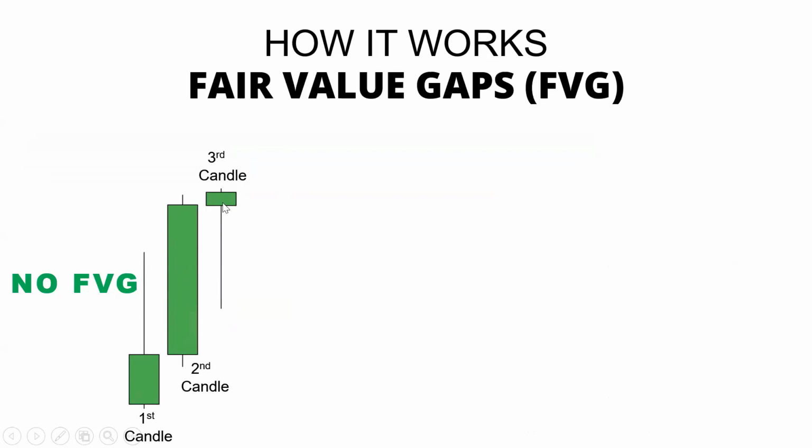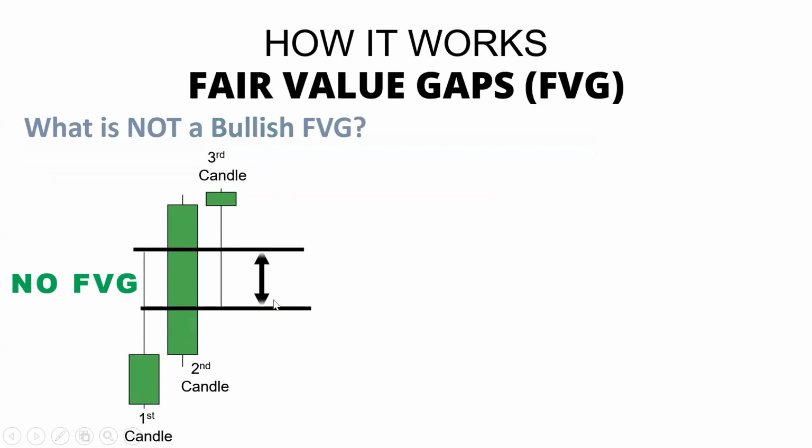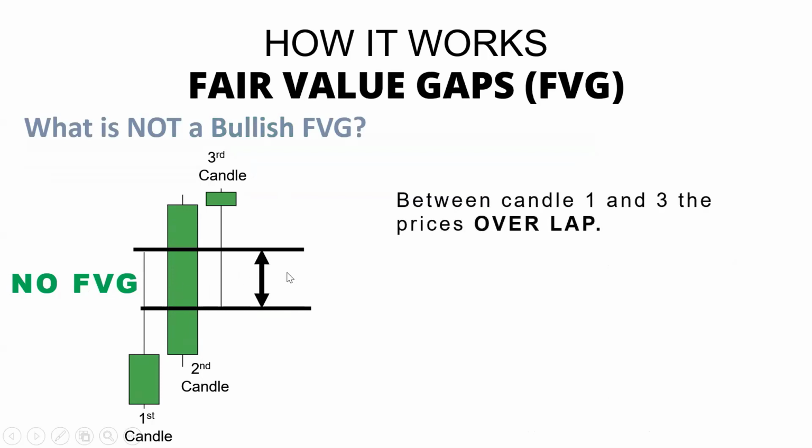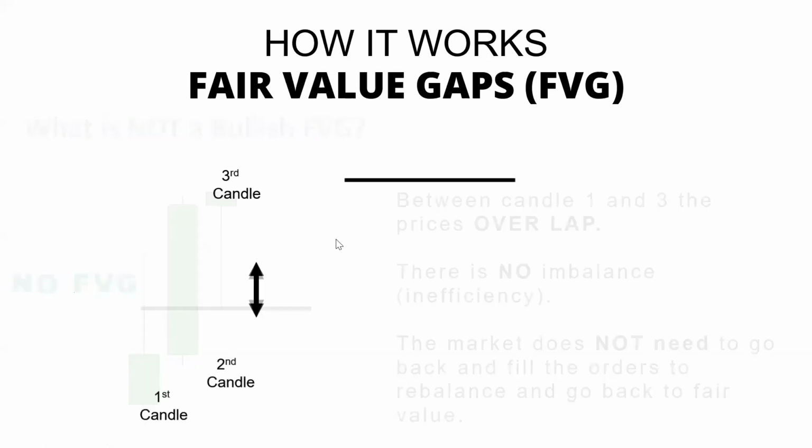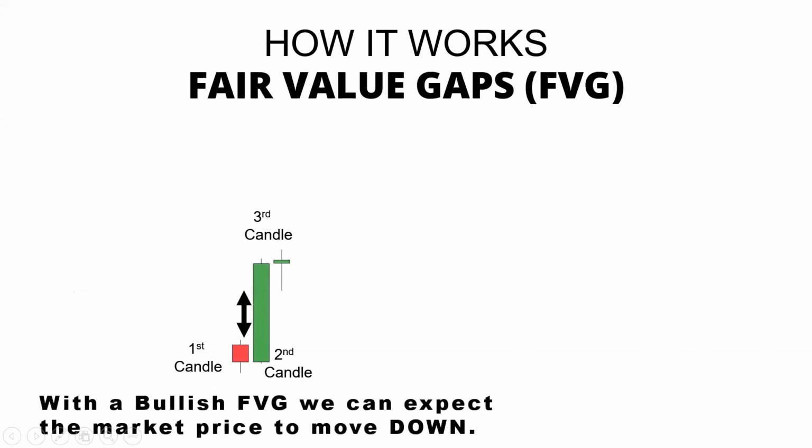Third candle forms, but orders are filled within the third candle that overlap the first candle. You see that? So that is not a fair value gap. Between candle 1 and 3, the prices overlap. There is no imbalance. There is no inefficiency in the market. So the market does not need to go back and fill those orders to rebalance and go back to fair value. So with a bullish fair value gap, we can expect the market price to move down.